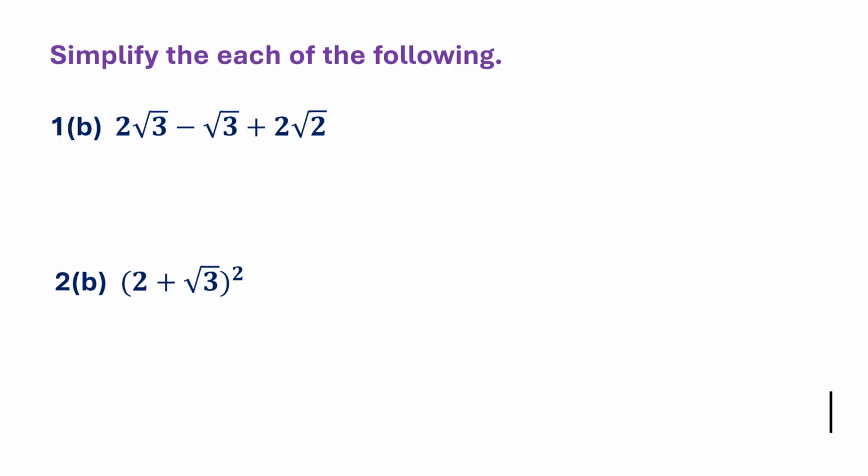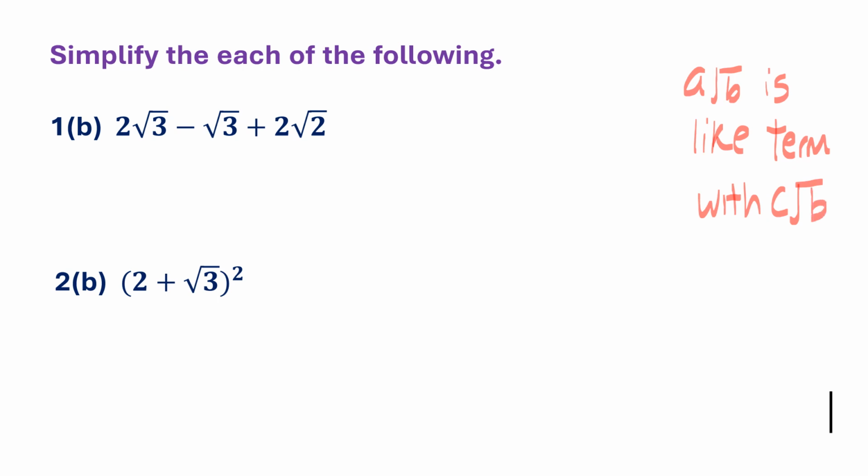Alright, let's start with something rather simple. So for question 1b and 2b, we're asked to simplify the expressions involving sets. So for 1b, what we need to do is to recognize what are the like sets. Right, so just to do a recap, a square root b is a like term with c square root b, where both a and c can be any real numbers.